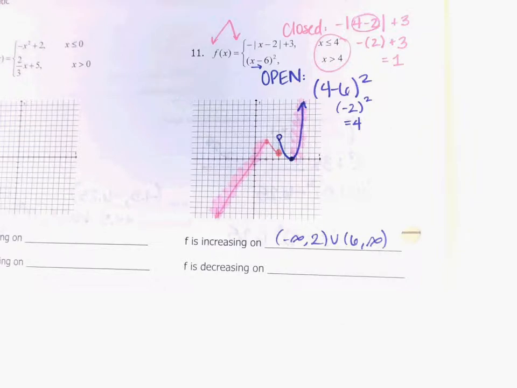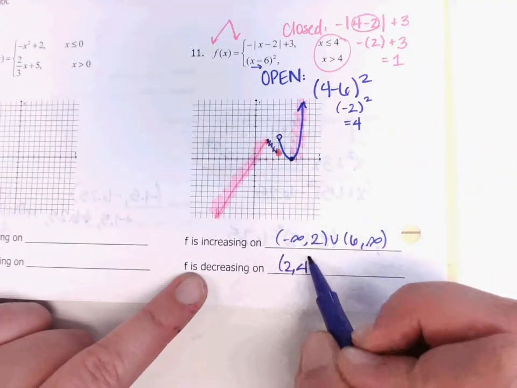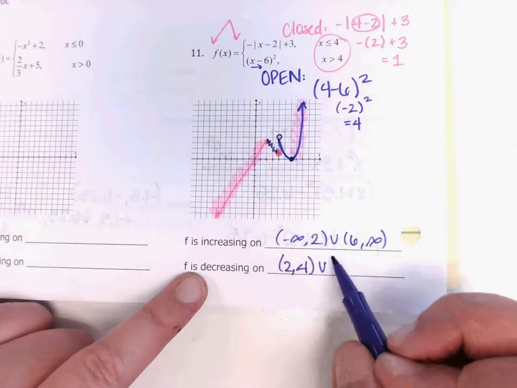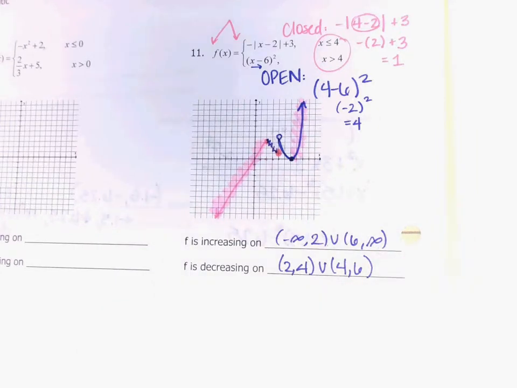Okay, then for my last two little pieces of the graph, you can see here and here that it's decreasing. So I would list those intervals on the second part. Now, should you break them up if there's a break in the graph? Technically, yes. So this chunk here, I would do from 2 to 4, union, and then from 4 to 6. If you forgot to break them up on your test, I don't think I'd probably take off for that. But you should technically break them up, just because that's the right thing to do. Okay?